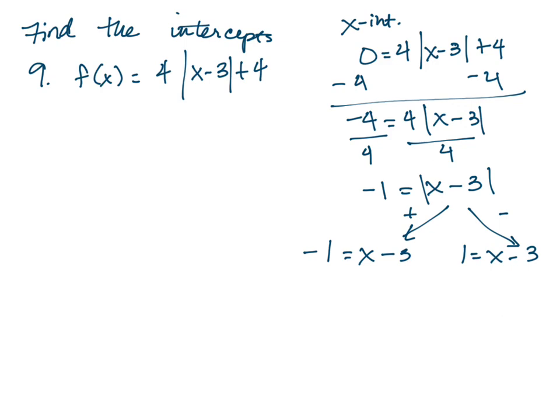Do y'all remember doing this before? Splitting your branches? So I've got one option where my answer stays the way it was, and one where my answer's flipped. We solve for x here, so I would add 3 to both sides. 2 equals x, and 4 equals x.